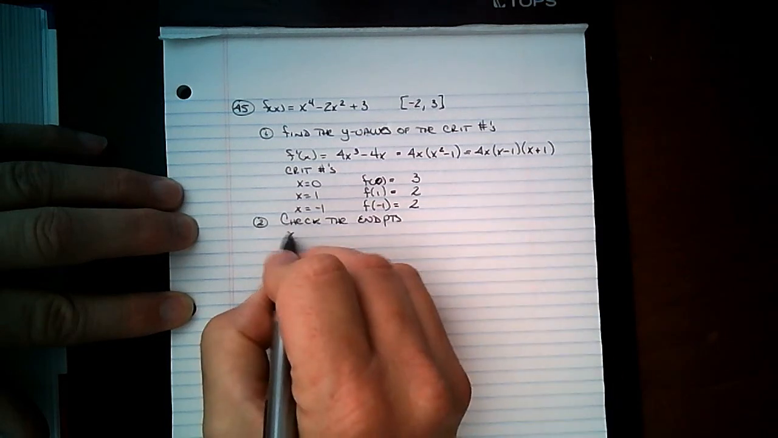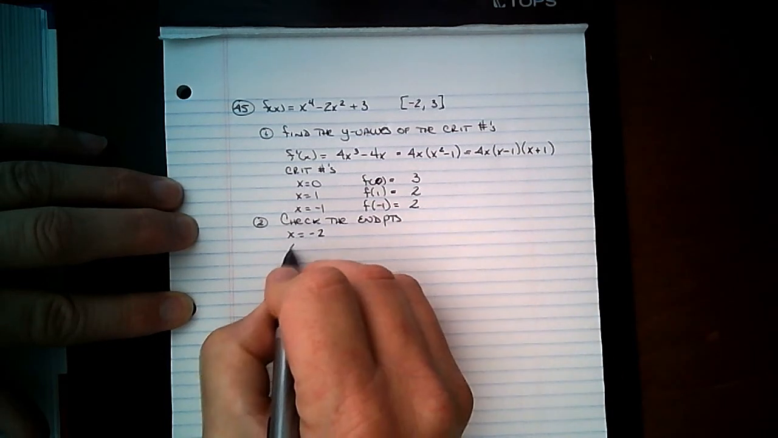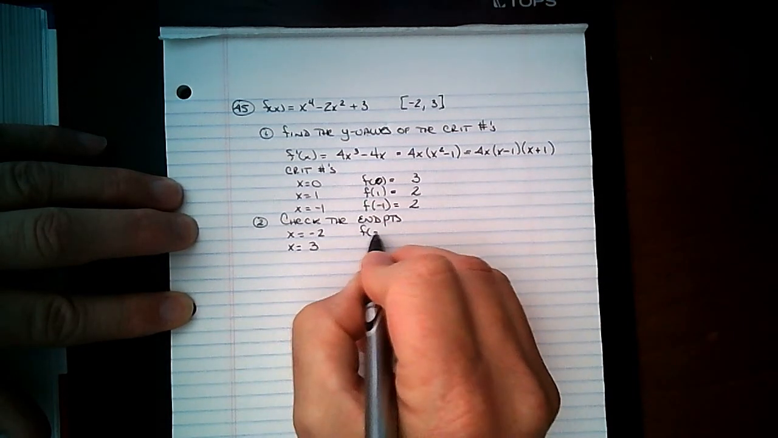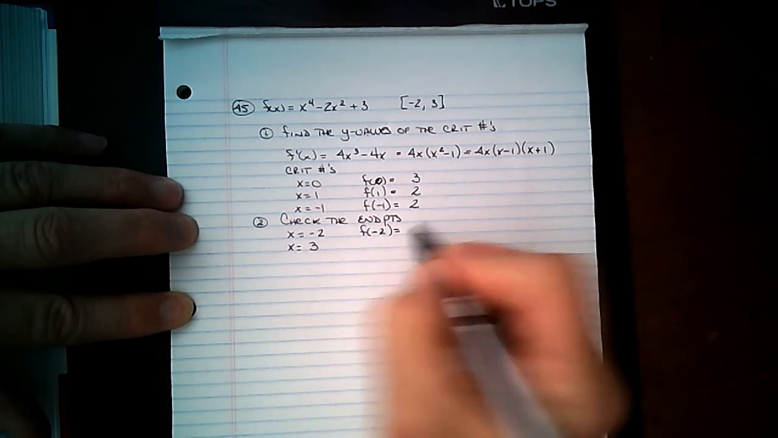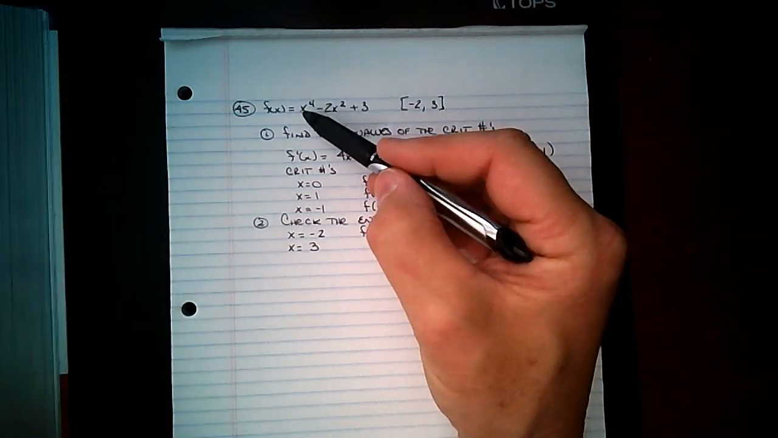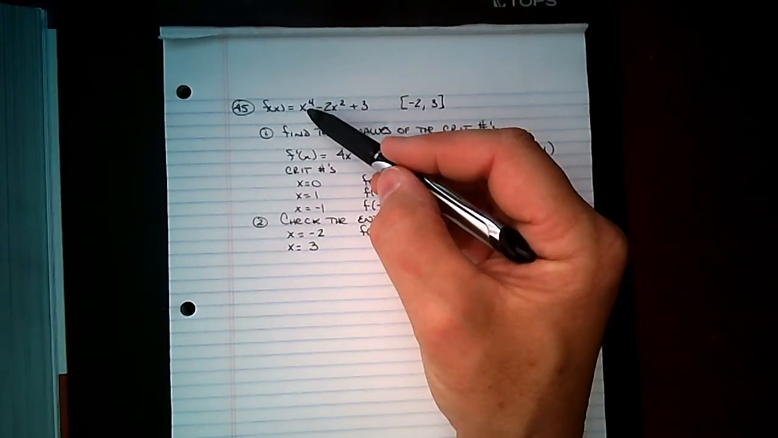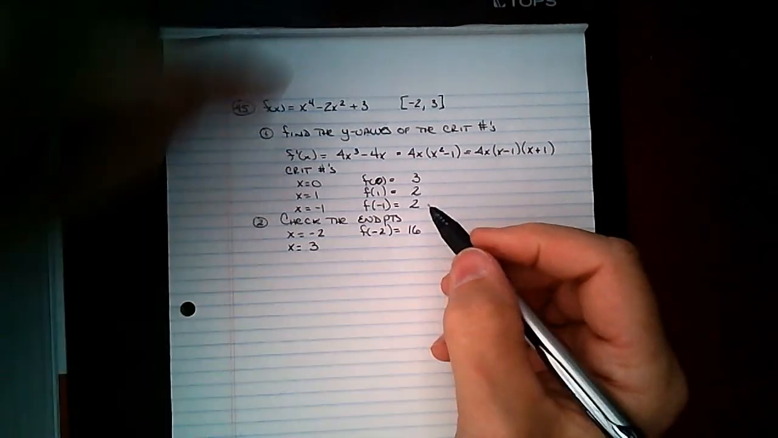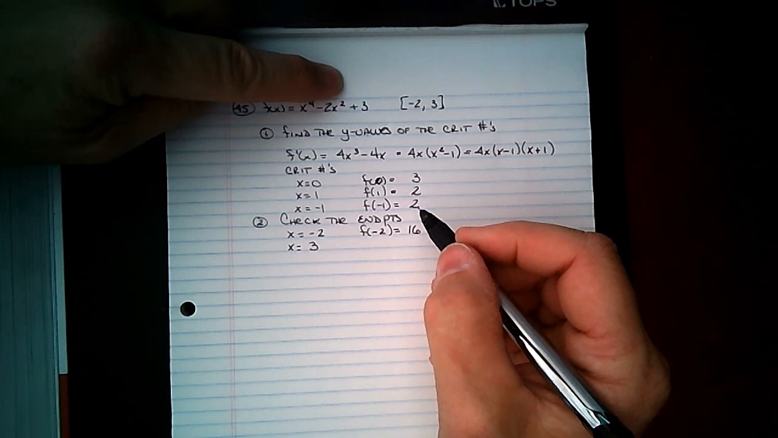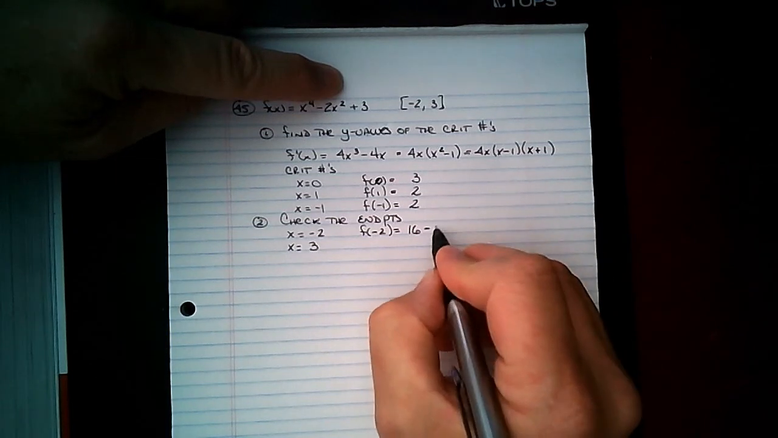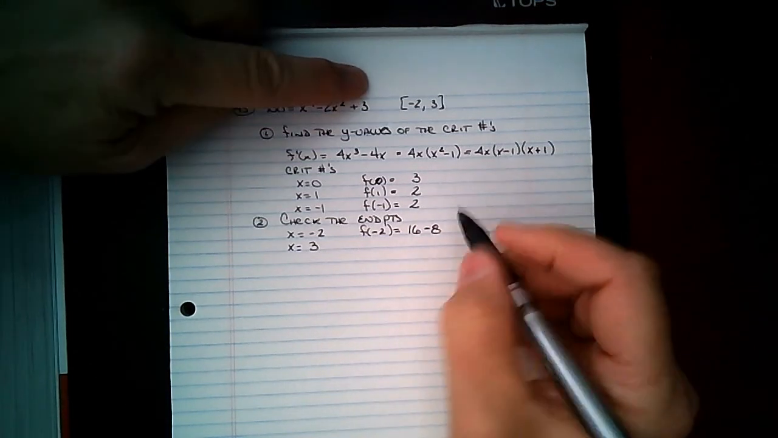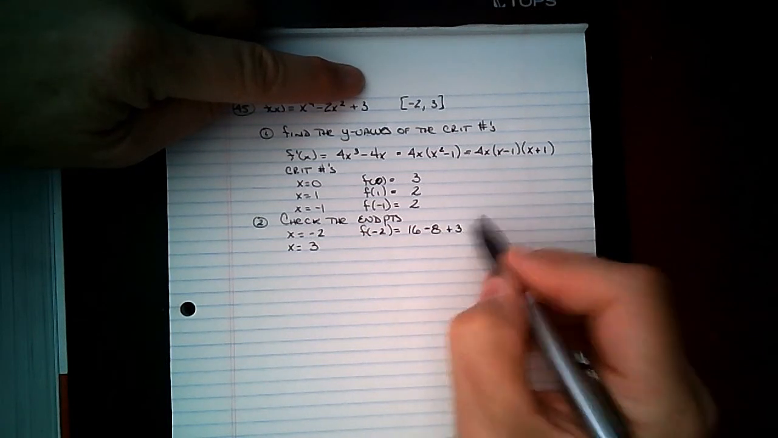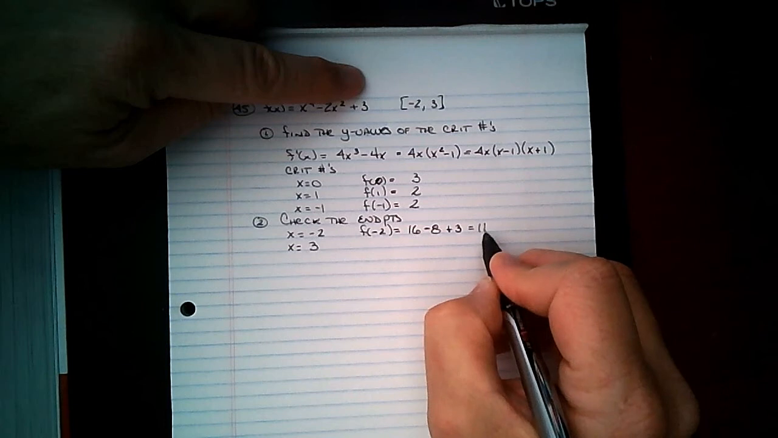Now our endpoints are x equals negative 2 and x equals 3. So we have to find f of negative 2. Oh my goodness, this is going to take some work. So negative 2 to the 4th is going to be positive 16, right? Negative 2 squared is going to be 4. 4 times negative 2 is minus 8. Plus 3. So we get 16 minus 8 is 8. Plus 3, that's going to be 11. Right? That's going to be 11.